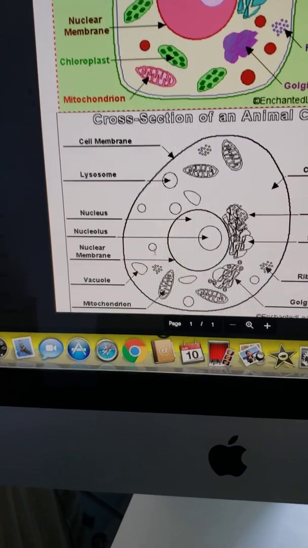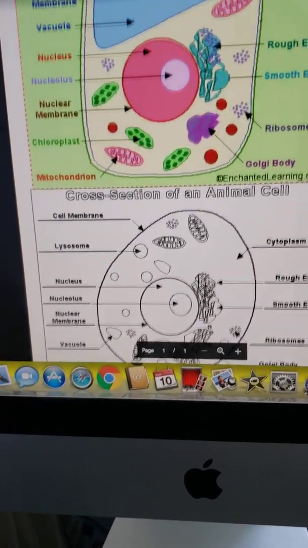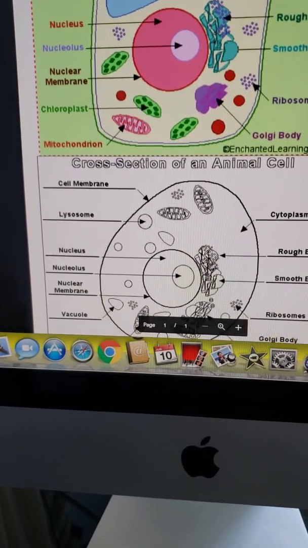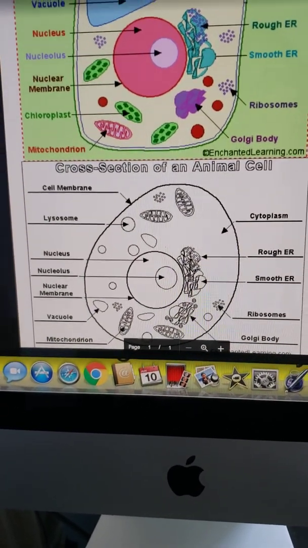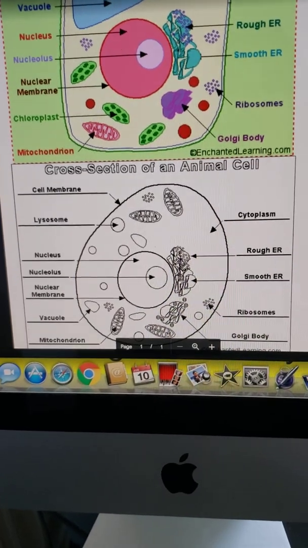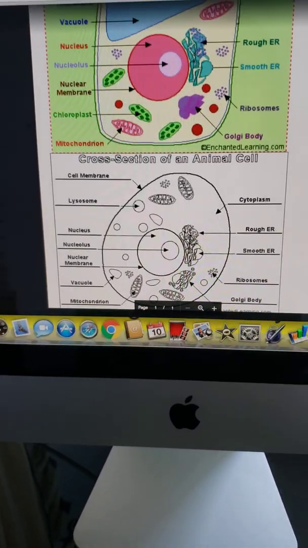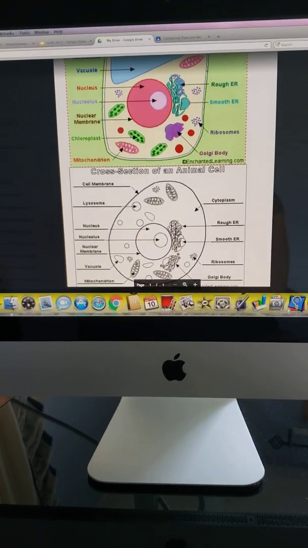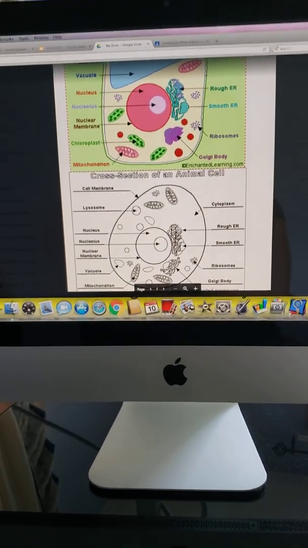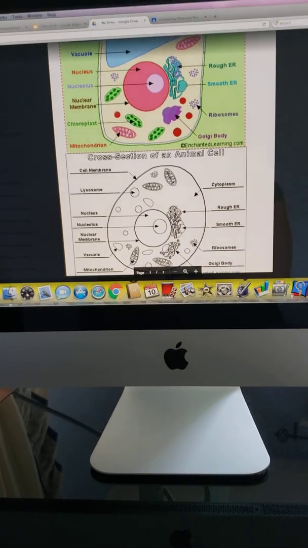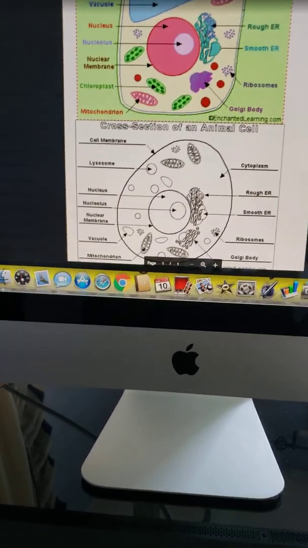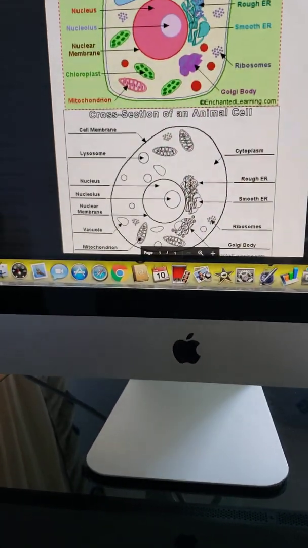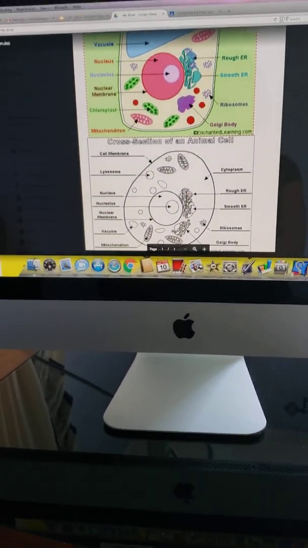Look at the vacuole here compared to the size of the vacuole there. Wow, huge difference, but it still has the vacuole. So if I look, the only things missing from an animal cell that a plant cell has is the cell wall and the chloroplast. Plant cells have everything an animal cell has, plus those two additional organelles, chloroplasts and cell walls.